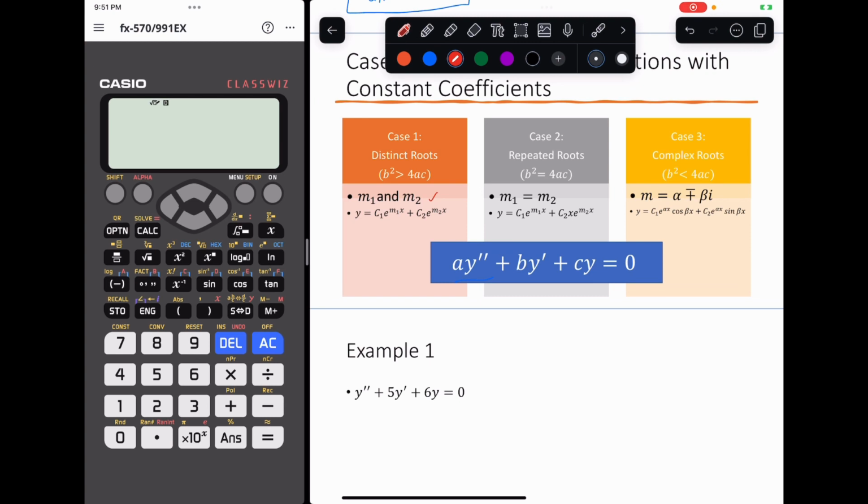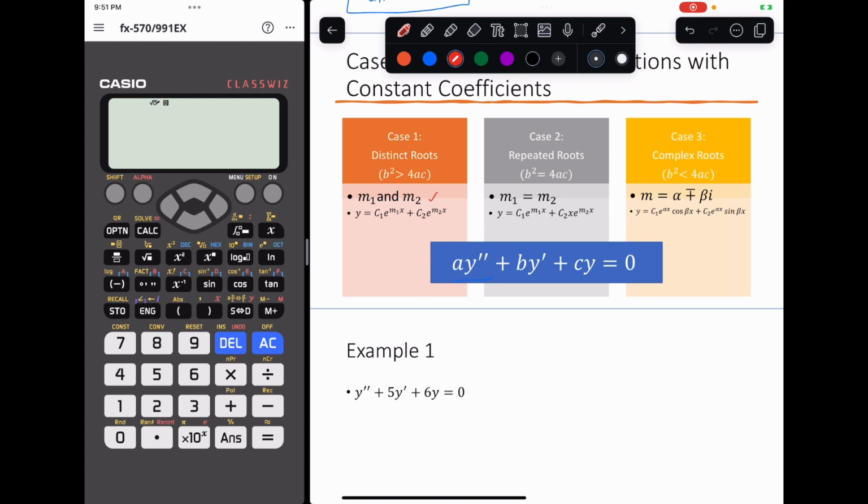For the last one, we have complex roots. The complex roots comprise the real part, which is alpha, and the imaginary part, which is beta. In identifying that this is case 3, we have to take a look at b squared and 4ac. If b squared is less than 4ac, then that makes it case 3.